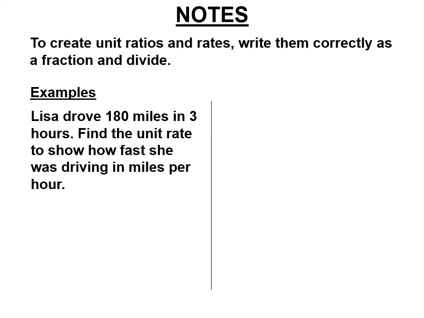All right, so we're going to create unit ratios and rates. So we're going to write them as fractions and divide. So Lisa drove 180 miles in 3 hours. So this is the way I want your work shown. Miles per hour. Miles up top, hours on the bottom. But what's the unit rate? Well, you just simplify your fraction. 18 divided by 3 is 6. 180 divided by 3 is 60. This is 60 miles per hour.